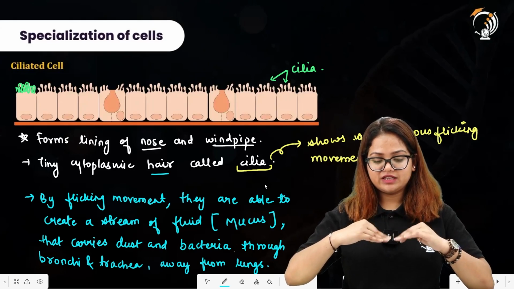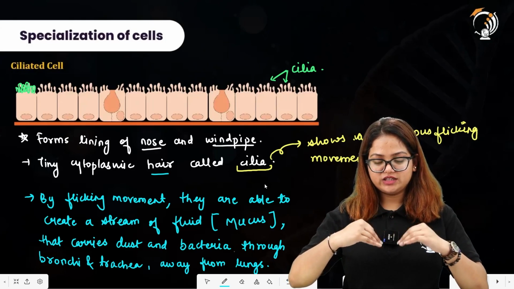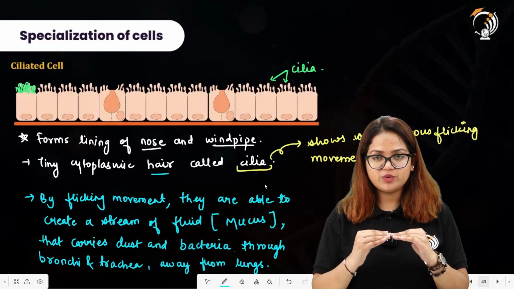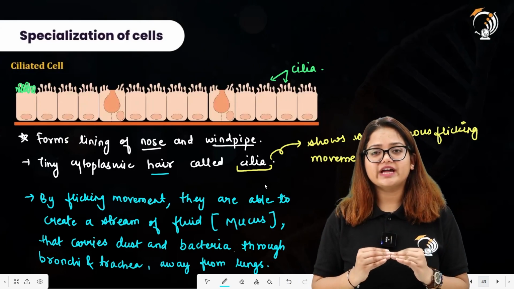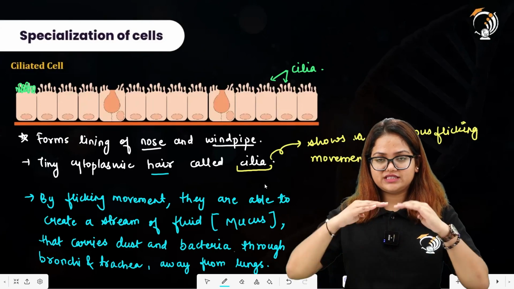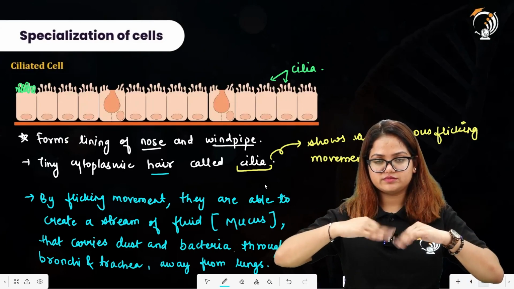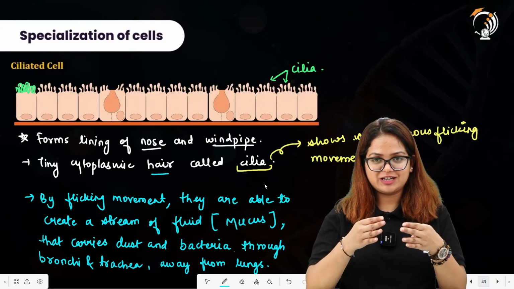By this, they will generate a stream of fluid that is to be pushed along the direction of this flicking movement. All right. So considering the mucus to be removed out from the lungs through the bronchi and trachea. So let us imagine that there is this lungs over here, the cilia are there, so they will perform this flicking movement to push the mucus out. All right, so this is the kind of coordinated movement. All right, I hope this is understood to you all.